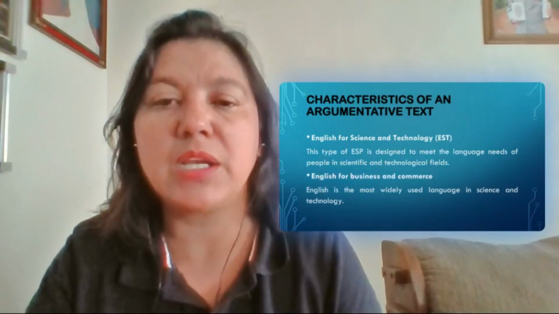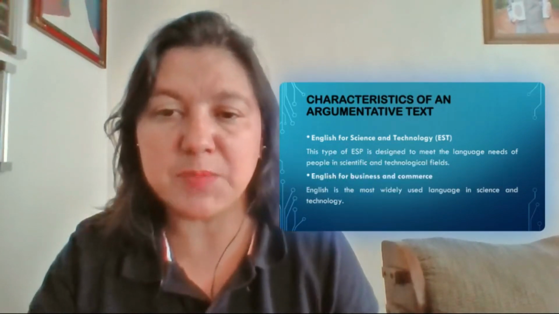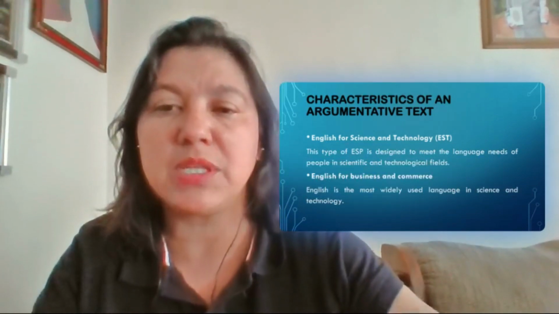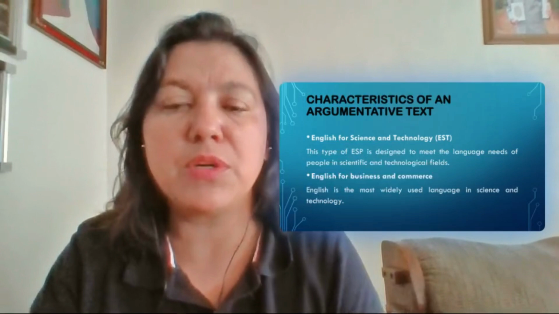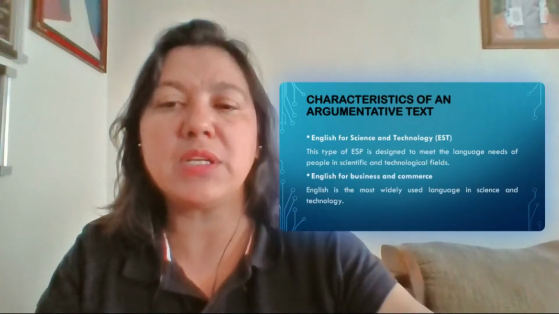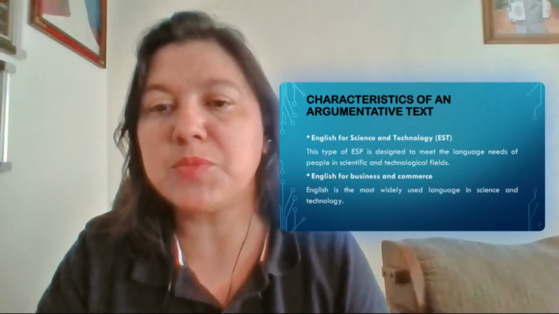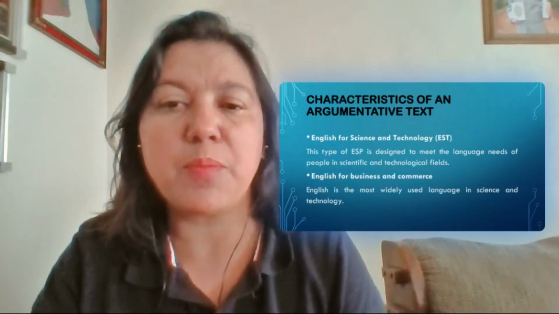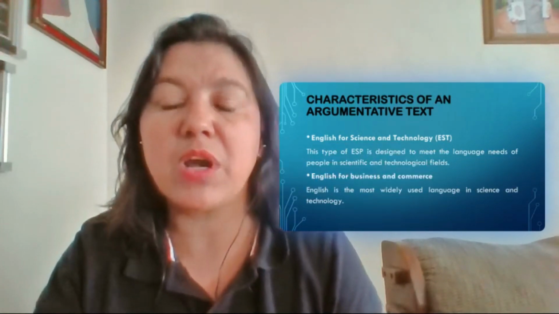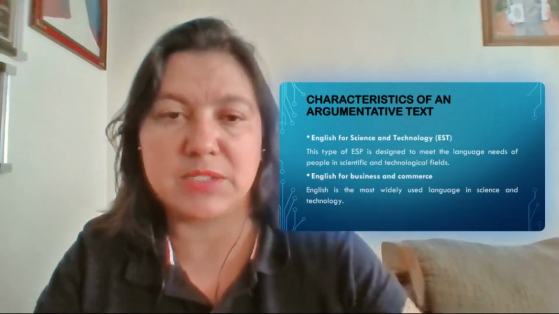English for business and commerce. This type of English for specific purposes is designed to meet the language needs of people in business and commerce. English is the most widely used language in science and technology. Well, some characteristics for this text: we have extensive use of postpositive attributive or non-predicative verbs. We have passive voice and long and complicated sentences.